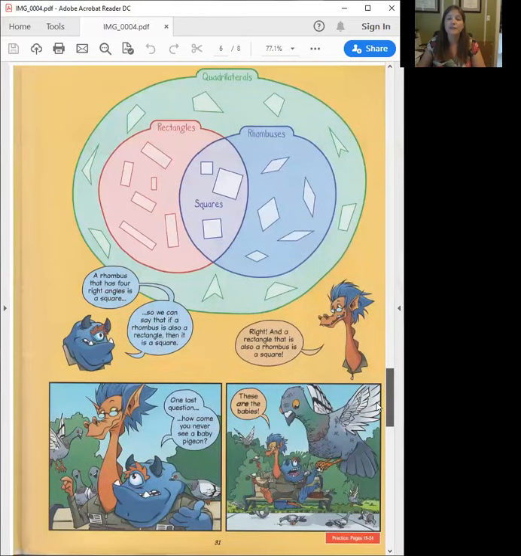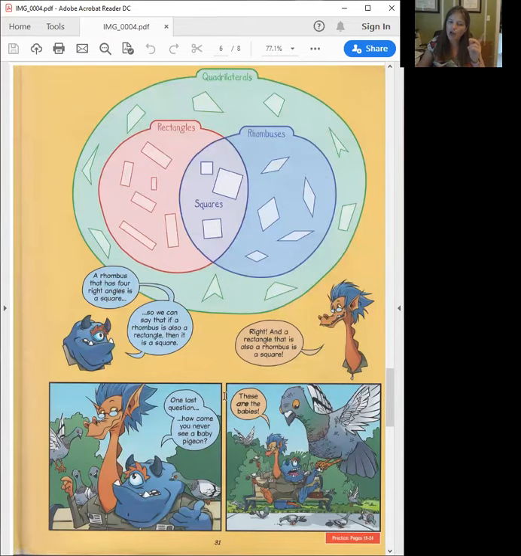So here's a different Venn diagram. A rhombus that has 4 right angles is a square. So it's a rhombus that's also a rectangle, so it's where they overlap. So we can say that if a rhombus is also a rectangle, then it is a square. Right. And a rectangle that's also a rhombus is a square.